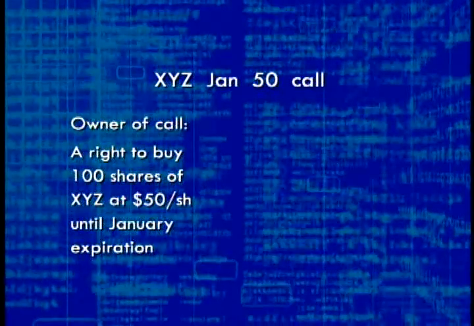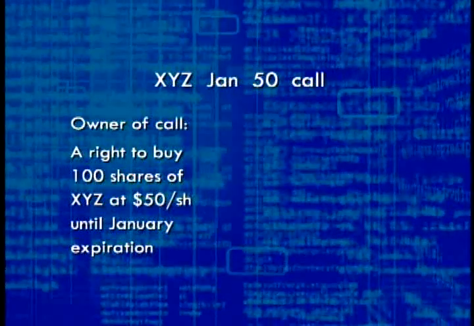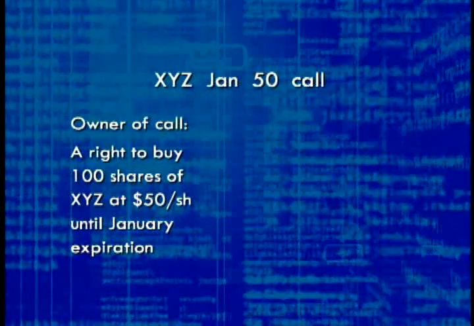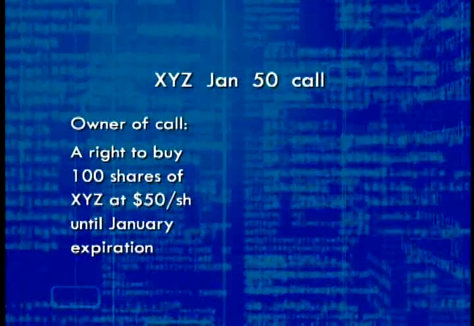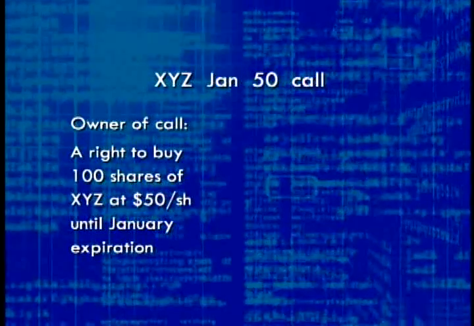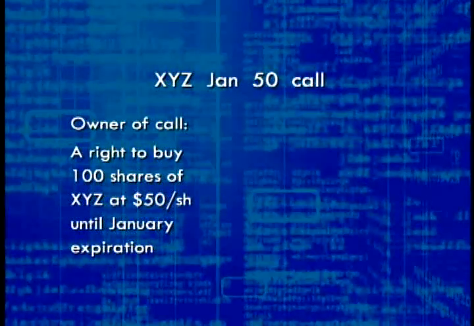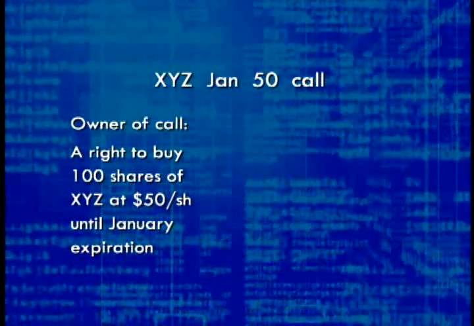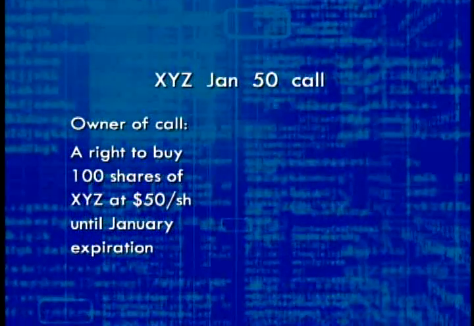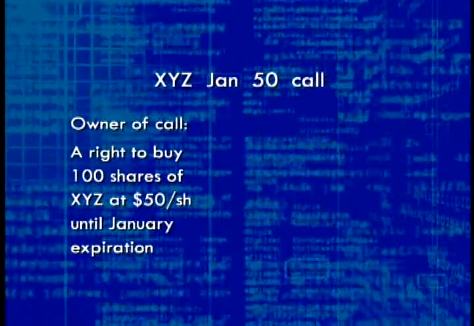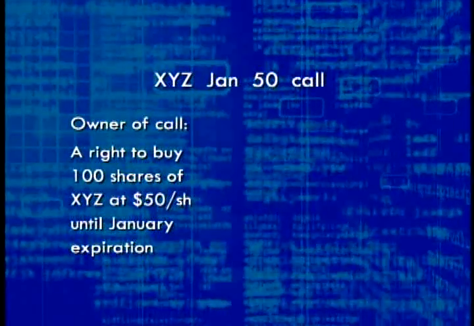Now, since each type of option involves two parties in the contract, one of whom might be buying stock and the other of whom might be selling, if the deal goes through. In the case of the call option, the person who has the right to buy the stock is said to be the owner of the call. When you think of the owner of the call, you should immediately think, these are the people who have the right to buy. These are the key terms here: a right to buy stock, and what they have a right to buy in this example is 100 shares of XYZ at $50 a share until the January expiration.